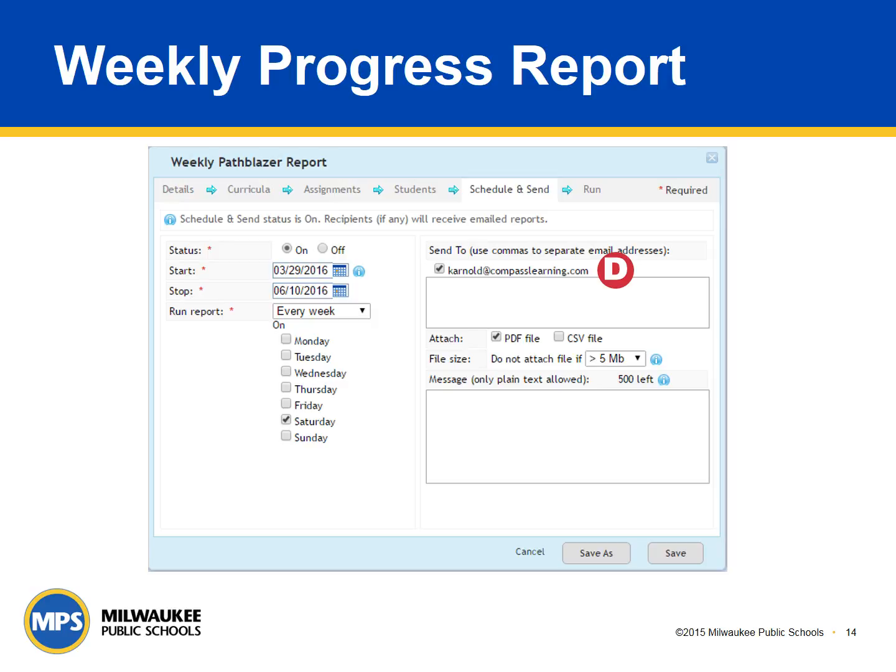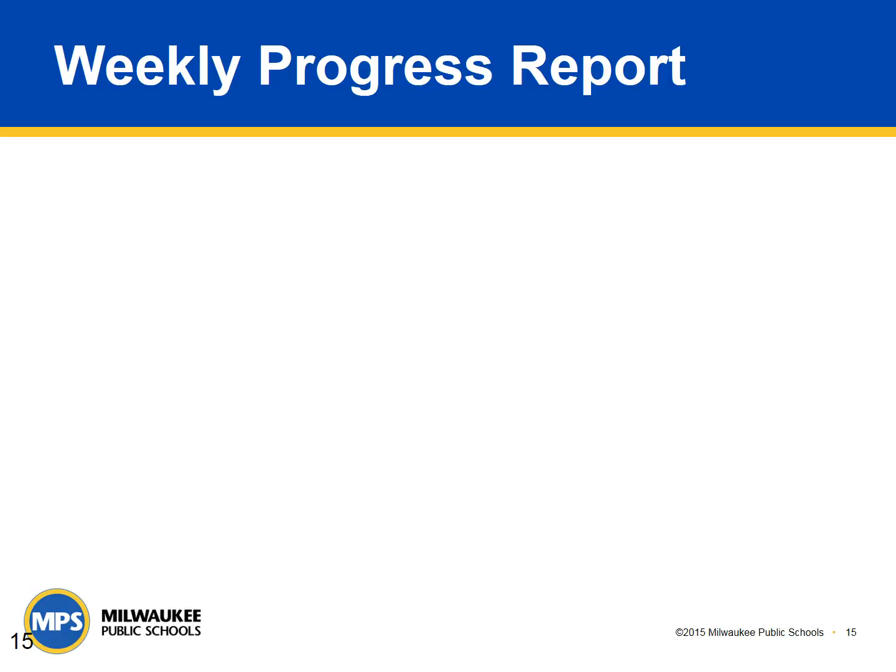Then on the right hand side, ensure your email address is there with a check mark next to it. You can also add any other staff members if you would like them to get this report as well. Then where it says attach, make sure there's a check mark next to PDF file. This way the email will have it attached right on there, and you don't have to go into Odyssey to view the report. When you are done, click Save in the lower right hand corner.